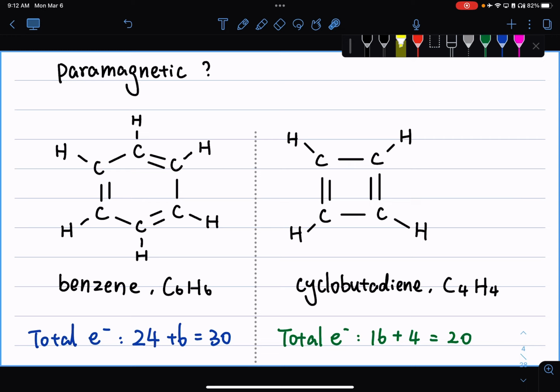So the take-home message before we move on is in benzene, we have 6 pi electrons, and in cyclobutadiene, we have 4 pi electrons. You can do that same type of analysis and figure out in both of the molecules, your carbon is sp2 hybridized and has 1 singly occupied p atomic orbital.